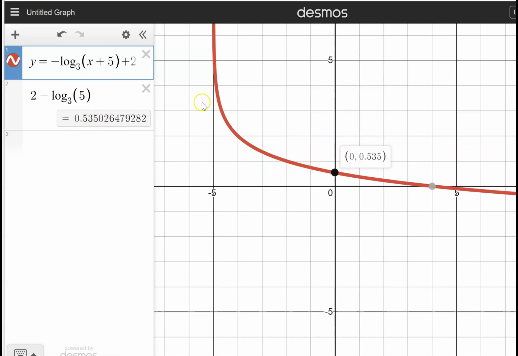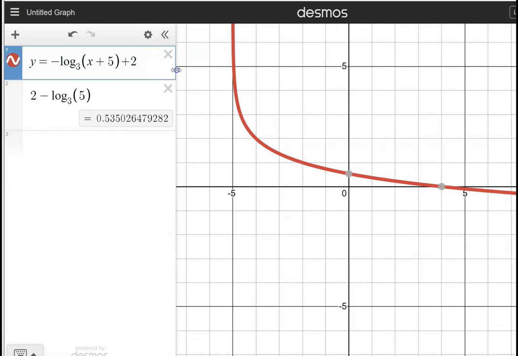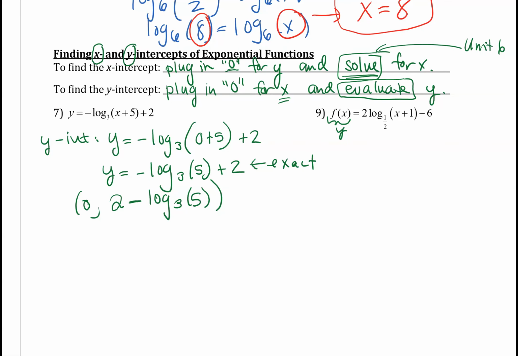If I look at the graph of this equation, y equals negative log base 3 of (x plus 5) plus 2, and I look at my y-intercept, I see that it does in fact hit the y-axis at around that decimal, because that decimal value came from this log expression. But when you're typing in your answers for a test or quiz, you want to keep it in this form because this is considered exact. It just helps to have an idea of approximately what that number would equal, so it's not such a strange value. It's a little close to 1/2, basically.